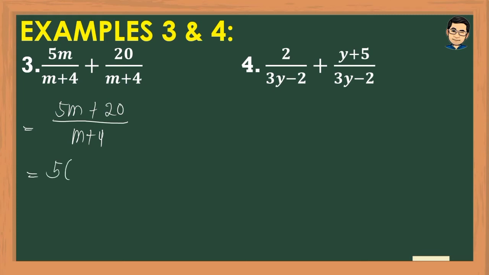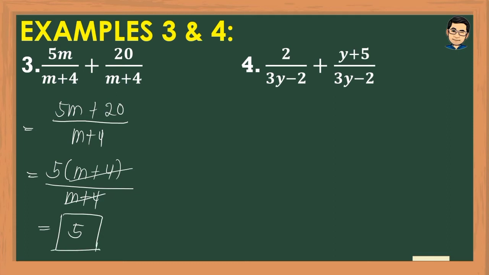And then, to get the terms inside the parentheses, we need to divide 5m plus 20 by 5. So, 5m divided by 5, that is m. 20 divided by 5, that is 4. All over m plus 4. As you can see, pwede po natin i-cancel yung m plus 4 sa numerator tsaka dun sa denominator. So, kapag kinancel po natin yon, our final answer will be 5 lang po.